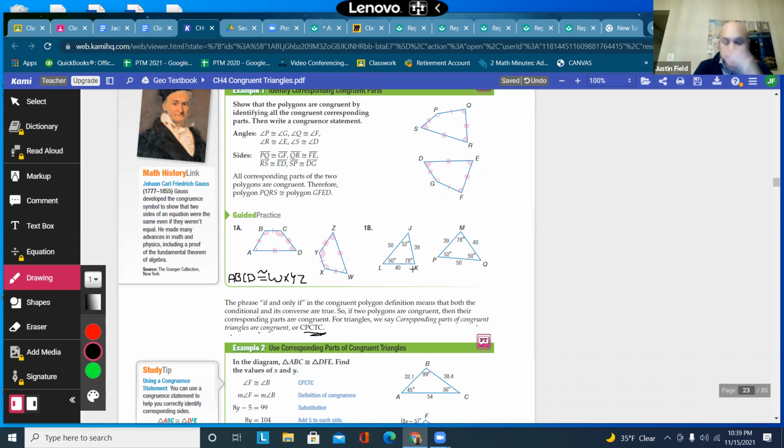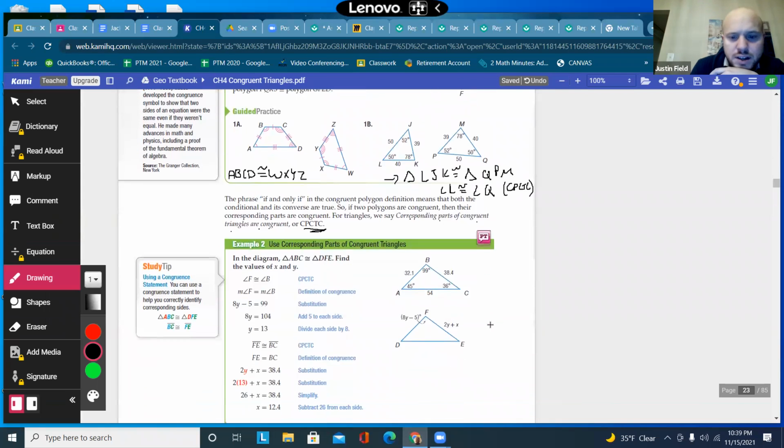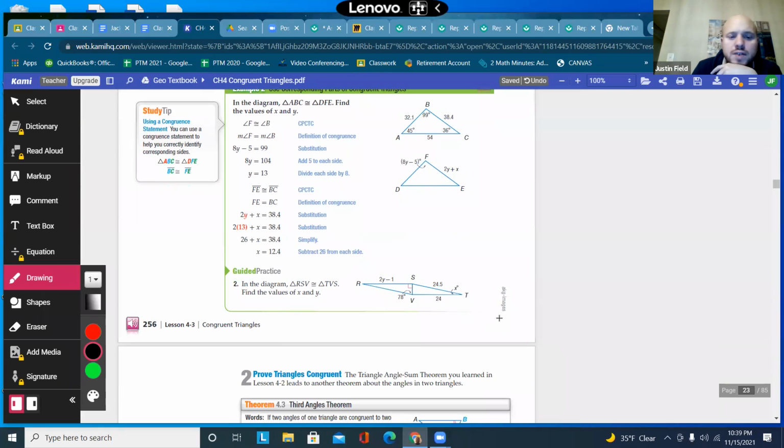If I tell you that triangle LJK is congruent to triangle QPM, then you could say by CPCTC that angle L is congruent to angle Q. Now, couldn't you? Your reasoning would be CPCTC. All right, there you just did your first CPCTC proof. You didn't even know it.